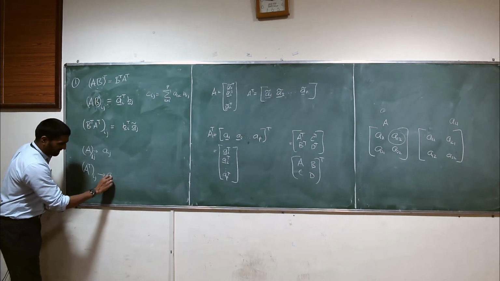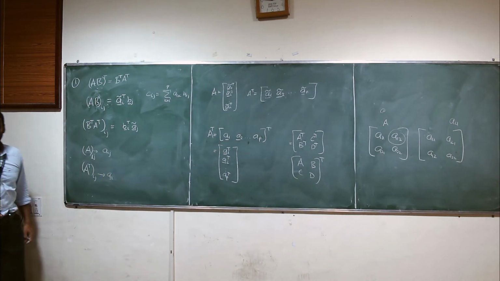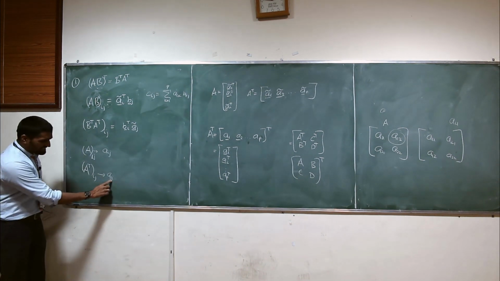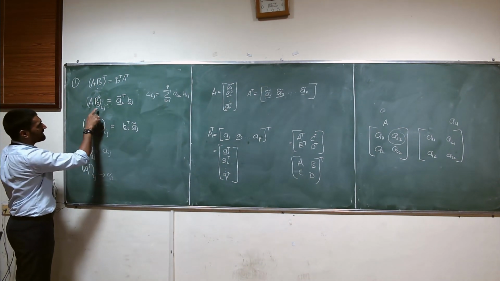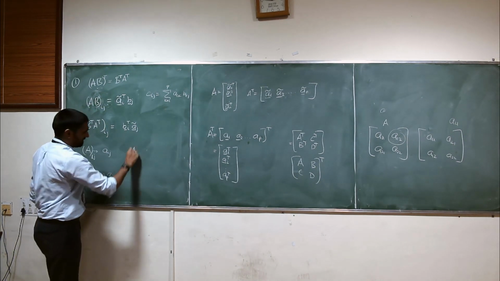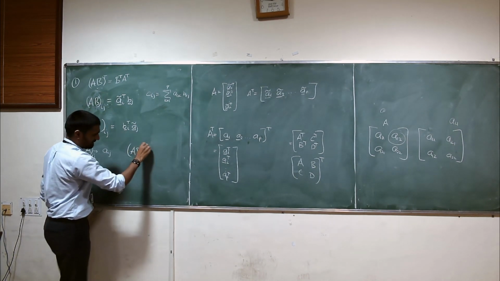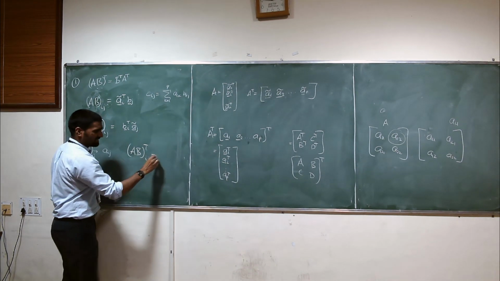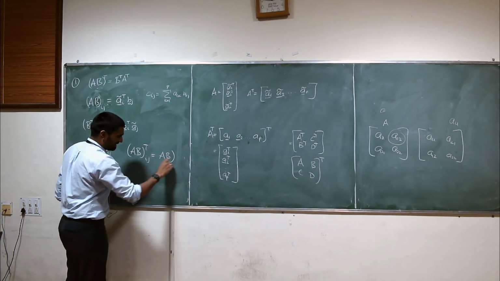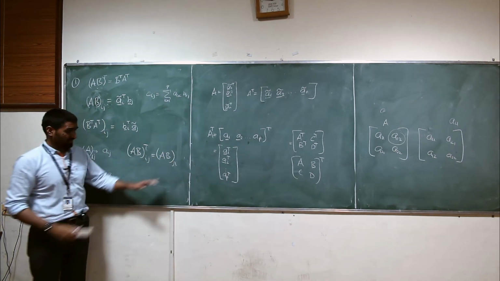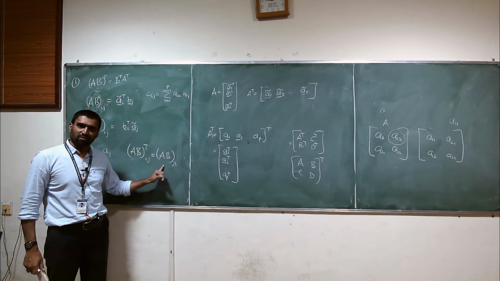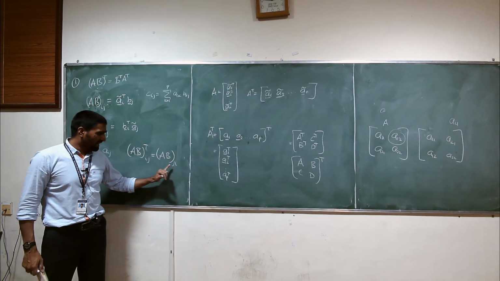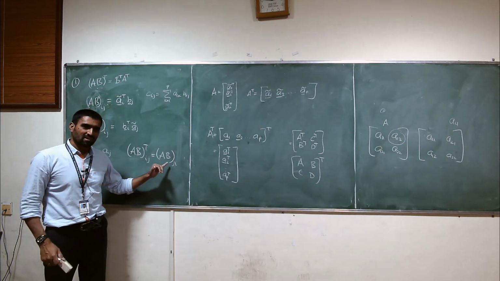Okay. What is AJI? That means AB ij is AB ji. Okay? The ij element of AB transpose is the JI element of AB. What is the JI element of AB?